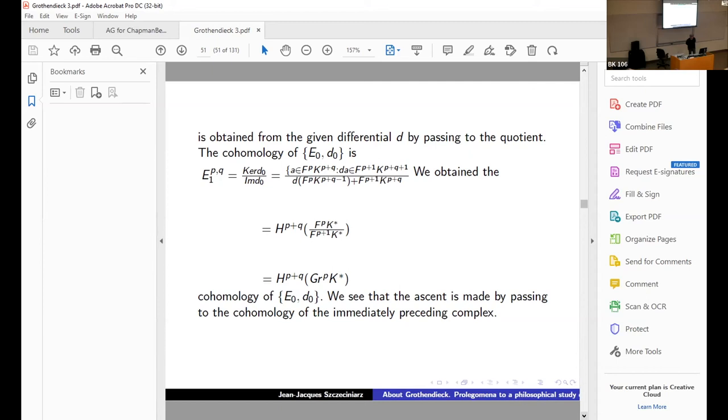And the cohomology of E_0 with d_0 is E_1^{p,q}. That is the kernel of d_0 over the image of d_0. To have this normal definition of the cohomology is more complicated, because you have to construct this d_0 in this different case. And we obtain H^k of F^p K^{p+q}, and this, by definition, is H^{k+2}. E_{r+1} is the cohomology of E_r with d_r. We see that the ascent is made by passing to the cohomology of the immediately preceding complex.